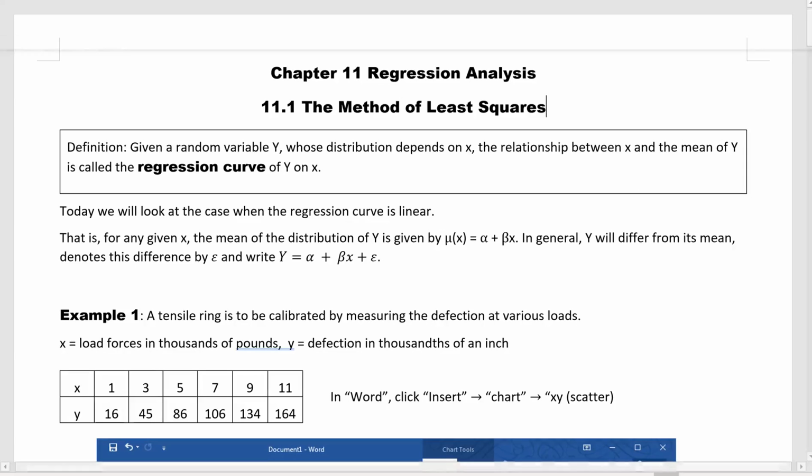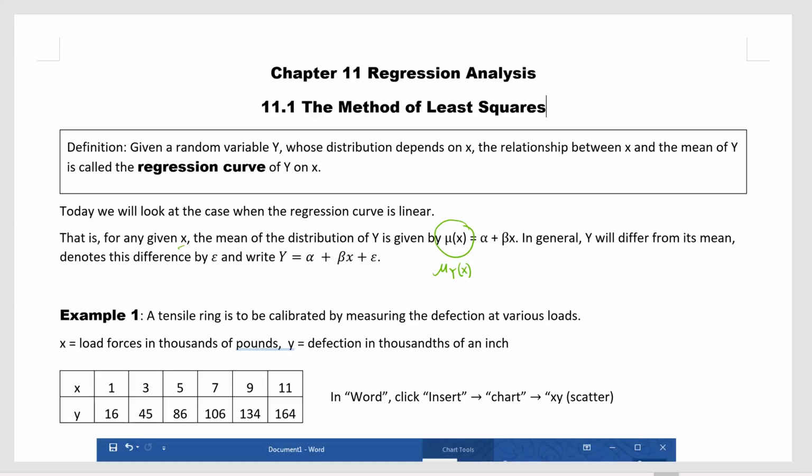We put mu of x here because we want to emphasize that this is a function of x, okay? But this is actually the mean of y. So you can think of this as the mean of y at x. So it's linear, so it's alpha plus beta x. In general, y will differ from its mean. We denote the difference by epsilon, and we write y equals alpha plus beta x plus epsilon.